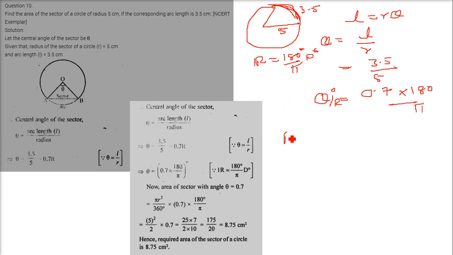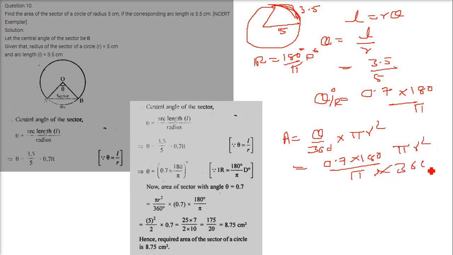So let us find out the area now. Area is theta by 360 into pi r square. So in theta, we are going to use this one, that is 0.7 into 180 by pi. Now let us put pi r square. And here we have 360.